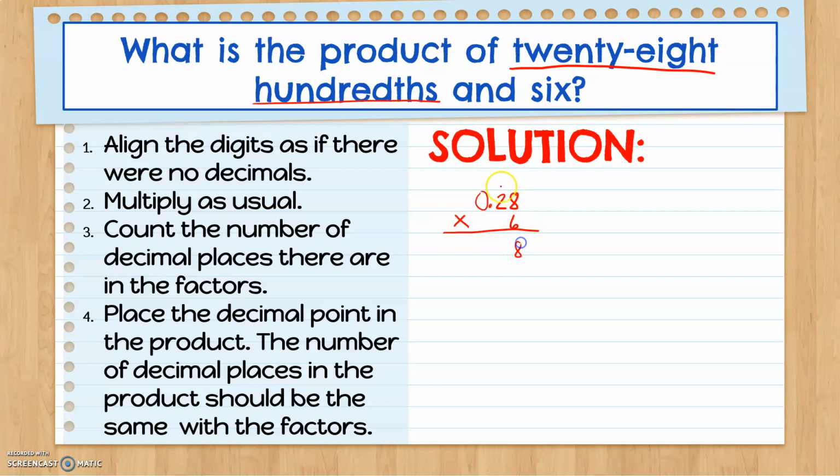6 times 8 is 48. 6 times 2 is 12, plus 4, that's 16. 6 times 0 is 0 plus 1, that's 1. Then we have here 2 decimal places. So our answer should also have 2 decimal places. Therefore, the final answer is 1.68.